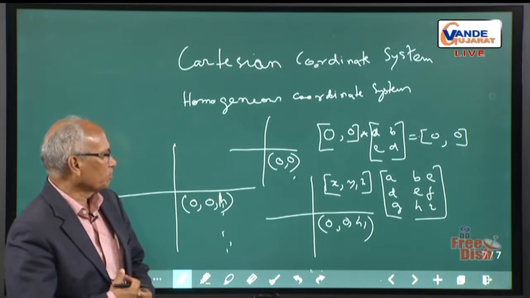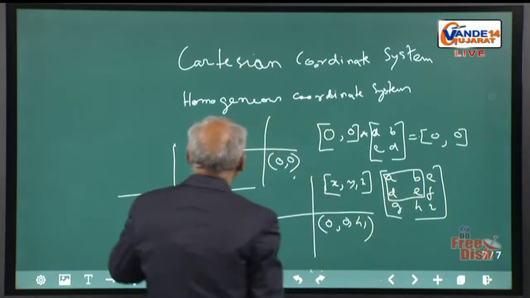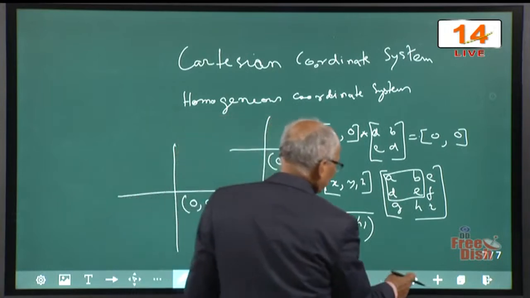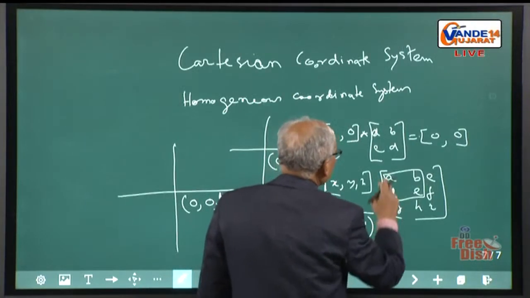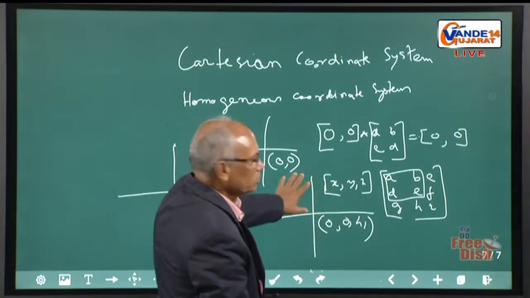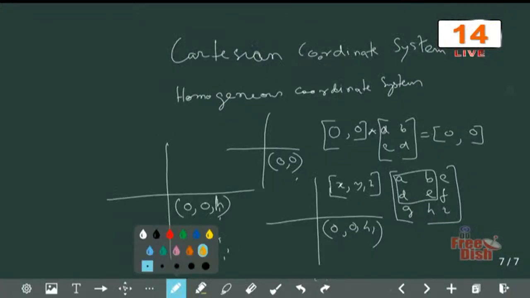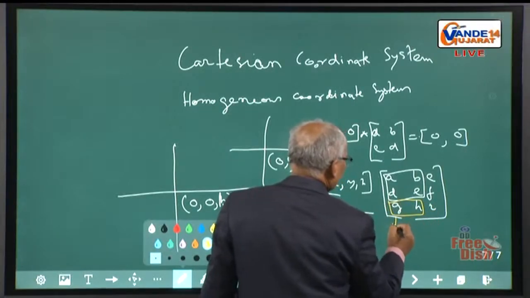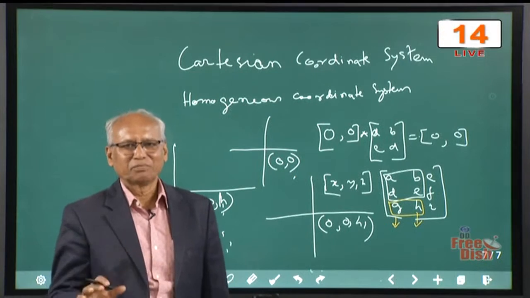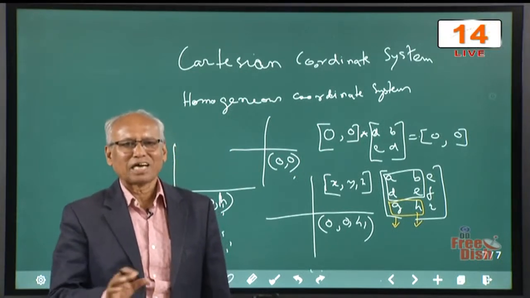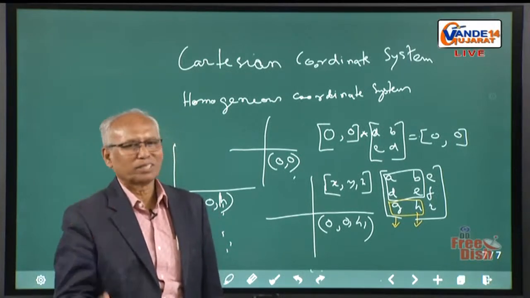So, in this case what happens, these first 4 elements, whatever transformation they are doing in these cases, they do as usual, there is no change, but these 2 elements, this is translation in x direction, this is translation in y direction. So, if you use this homogeneous coordinate system, directly one matrix multiplication will help you to translate here and there, up and down.